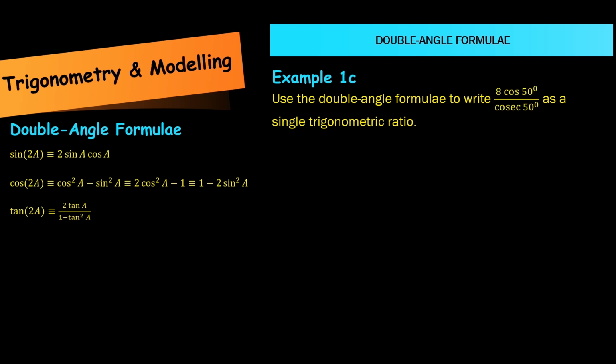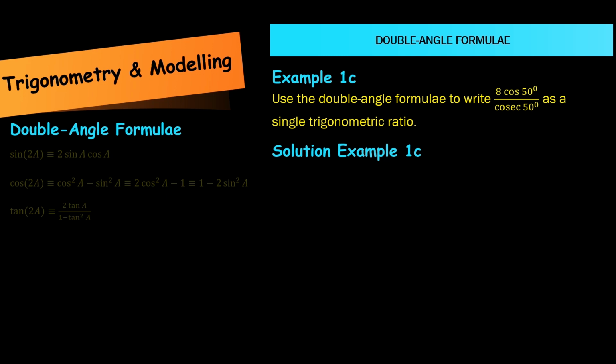And now for part C, we are required to use the double angle formulae to write 8 cos 50 degrees over cosec 50 degrees as a single trigonometric ratio. So let's solve this. We can leave 8 as it is. 1 over cosec 50 degrees is equal to sin 50 degrees. And cos 50 degrees can be left as it is.